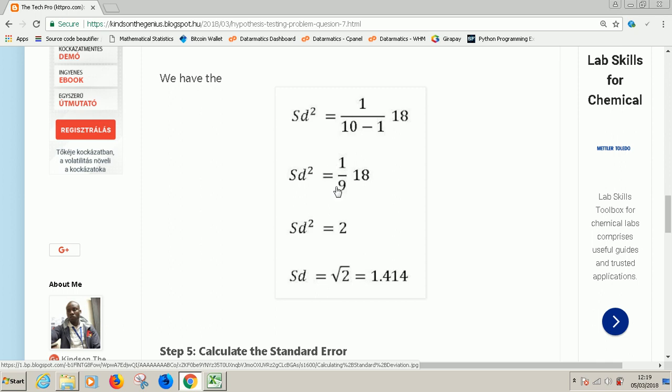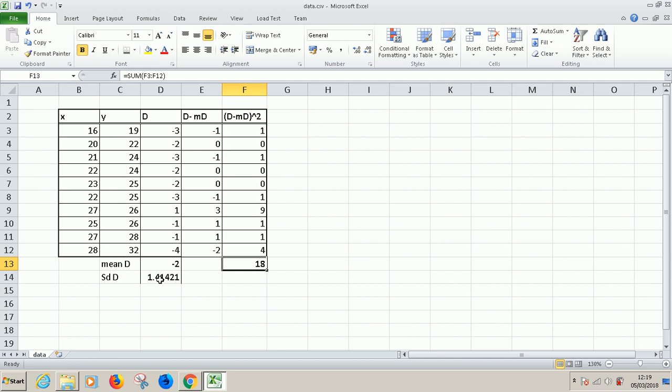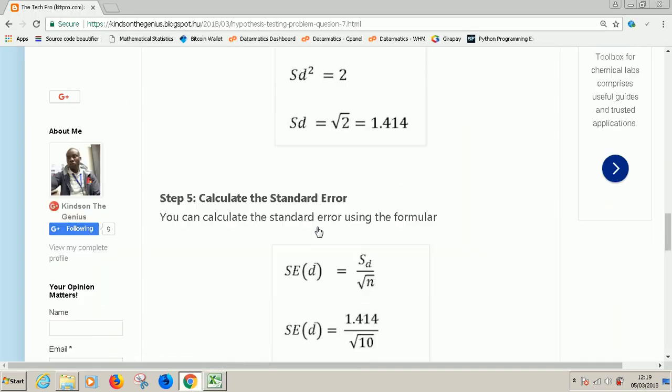So after that we have SD squared, and then we take the square root, and that gives us 1.414. Remember that we got the same thing in Microsoft Excel. To get it in Microsoft Excel, you use the formula called stdev, and then you select the range of data. Alright, so let's now proceed to the next step.